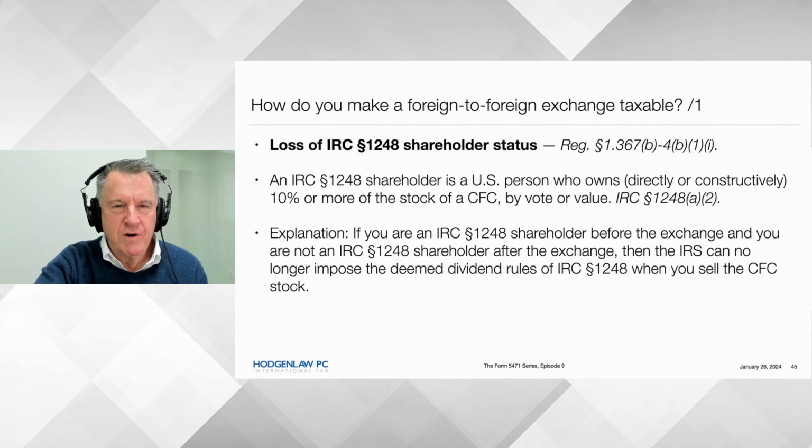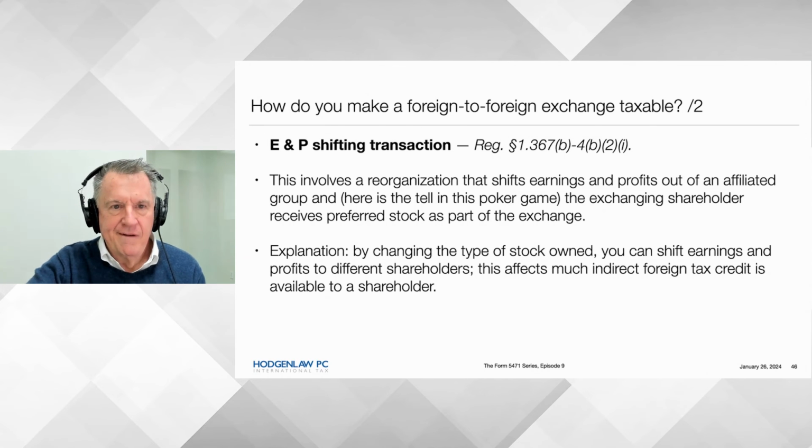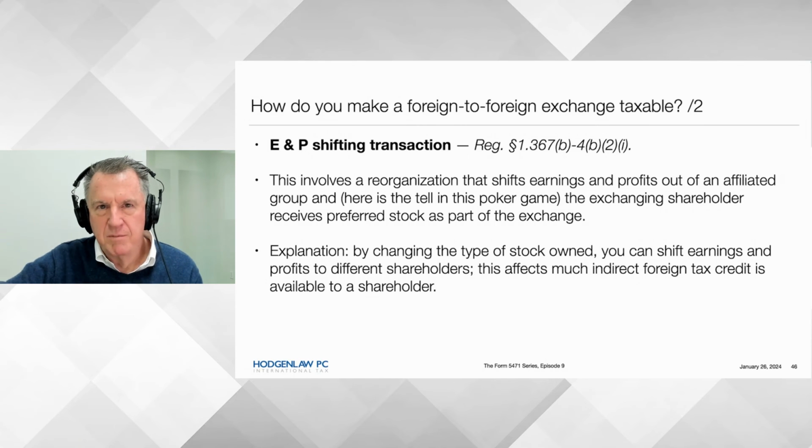So section 1248 is going to be the one that's going to matter to you most. In fact, this one, again, just because of the kind of practice that I have, which is people who've got money or make money, and not so much the big megacorps: an E&P shifting transaction. What is this?